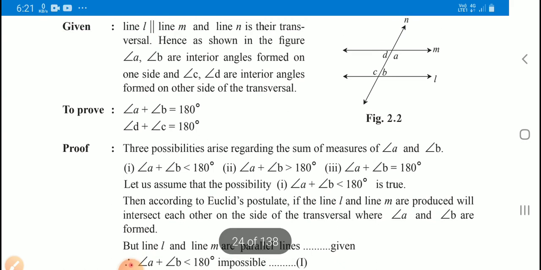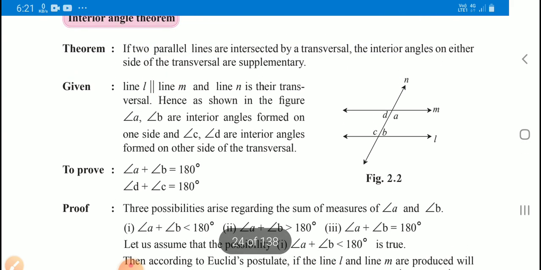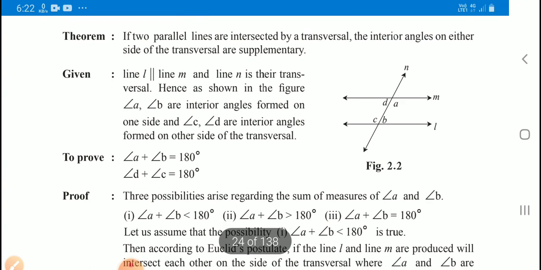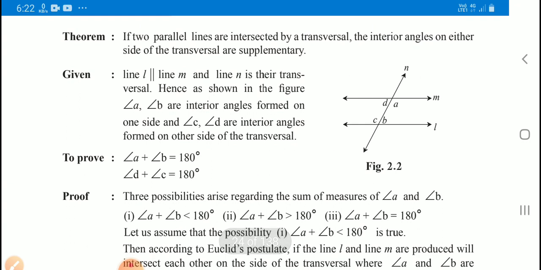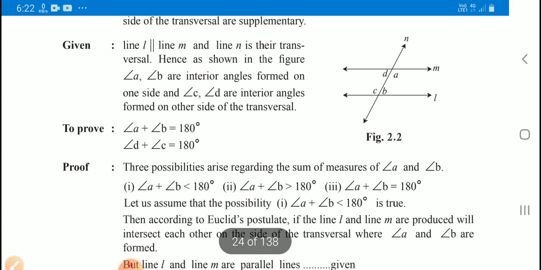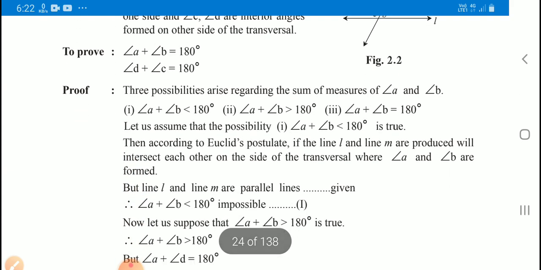Now we want to prove here, look, the interior angles on either side of the transversal are supplementary, means their measure is 180 degrees. So we will prove that angle A plus angle B is equal to 180 degrees, as well as angle D plus angle C is equal to 180 degrees. Now we will see the proof.